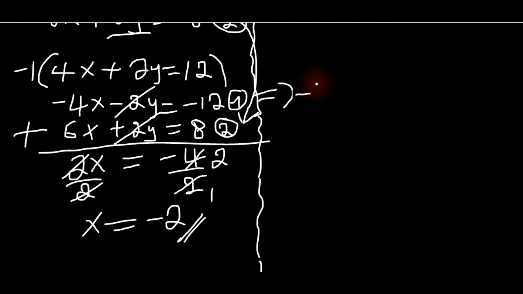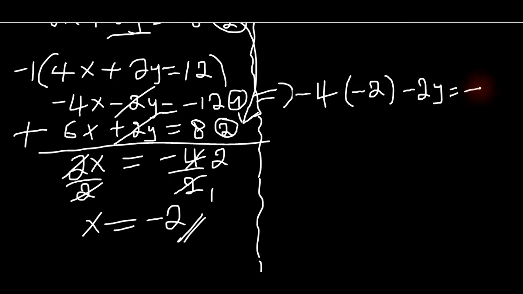minus 2 minus 4 into minus 2 minus 2y is equal to minus 12. Minus 4 times minus 2 is going to be 8 minus 2y is equal to minus 12.